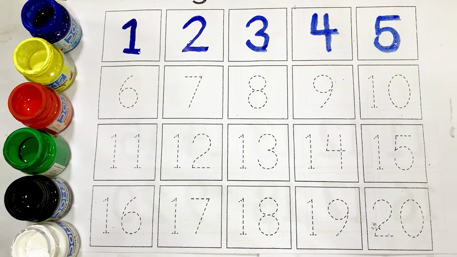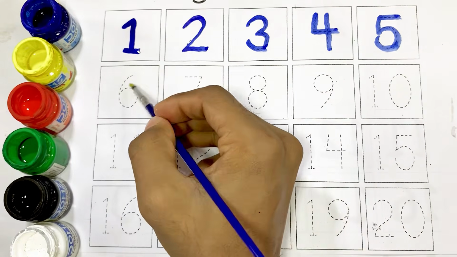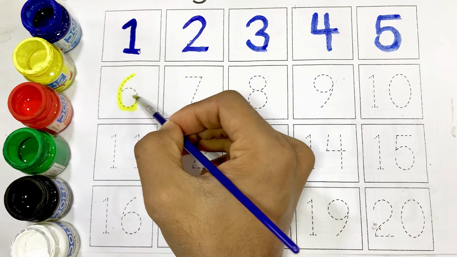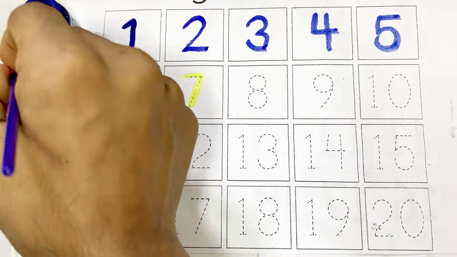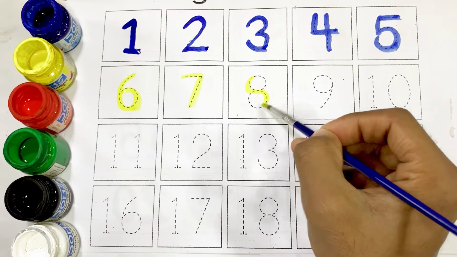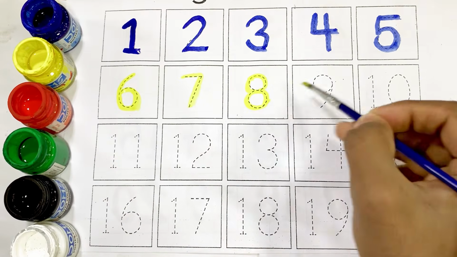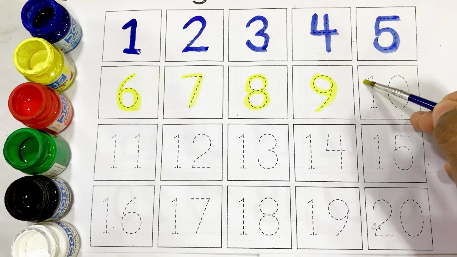Kids, now 6. The number 6, and use yellow color. This is 6. This is 7. This is 8. This is 9. This is 10.